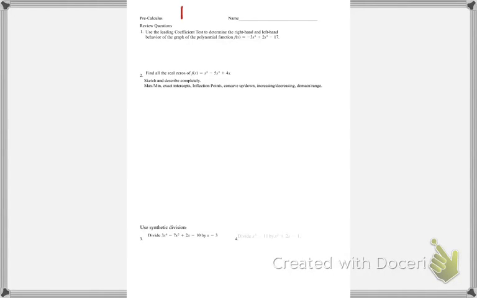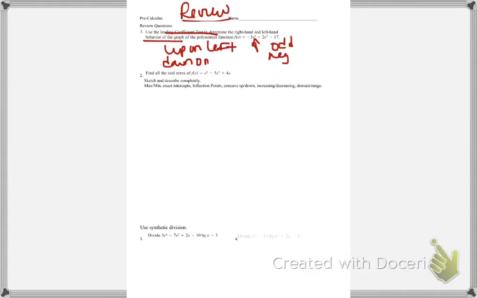Today, for our review, let's look over what we did. The first one asked us to describe the end behaviors using the leading coefficient test. Our highest exponent is odd, and our leading coefficient is negative. So it will go up on the left and down on the right. So, up on the left to end, down on the right to end.